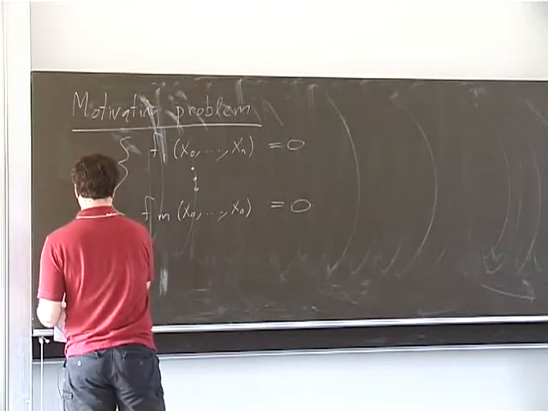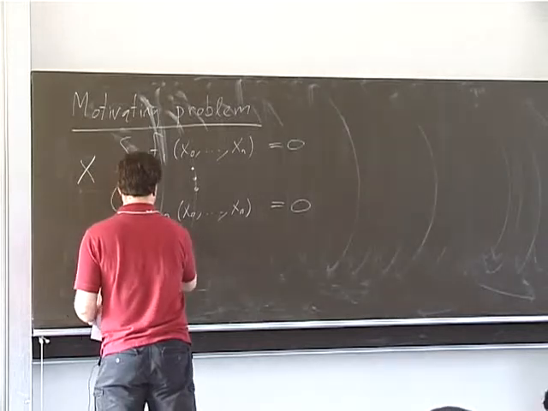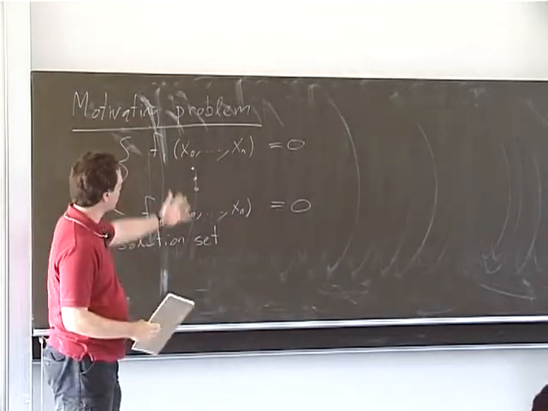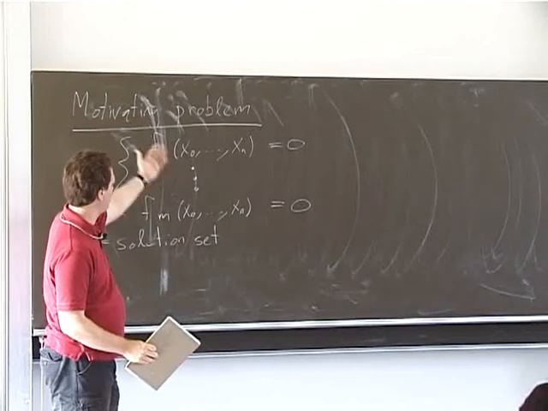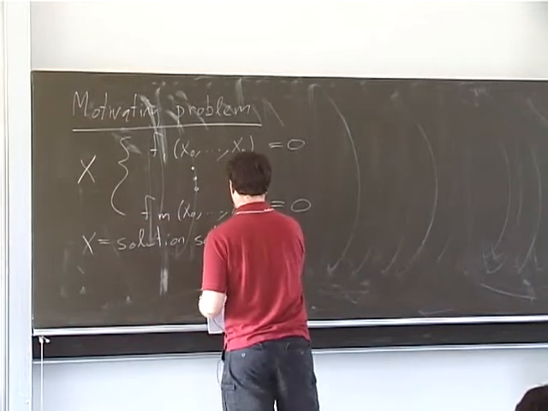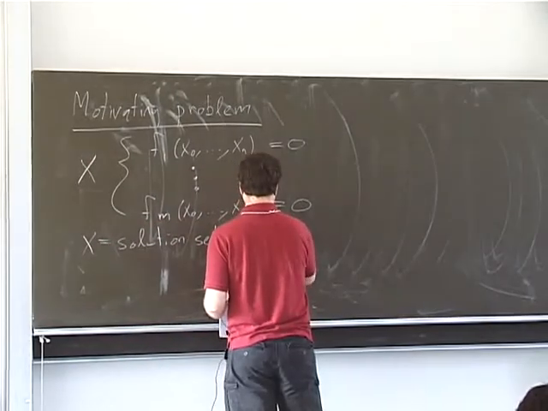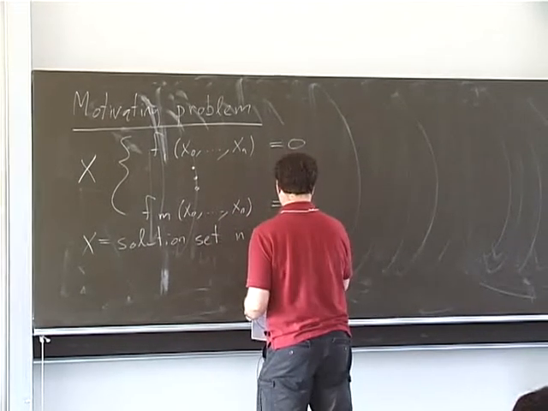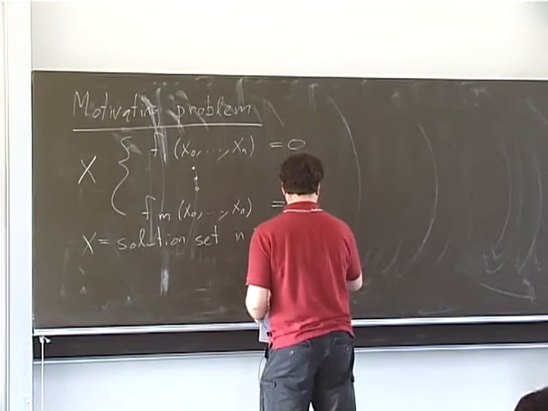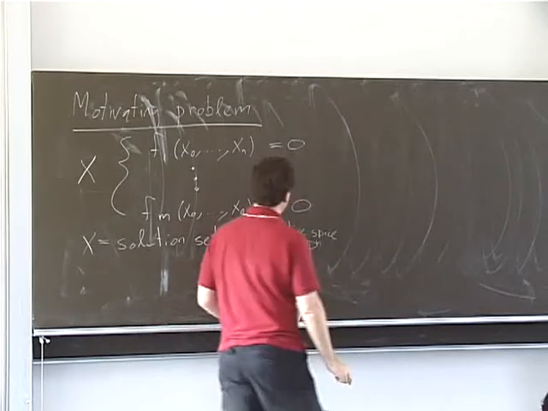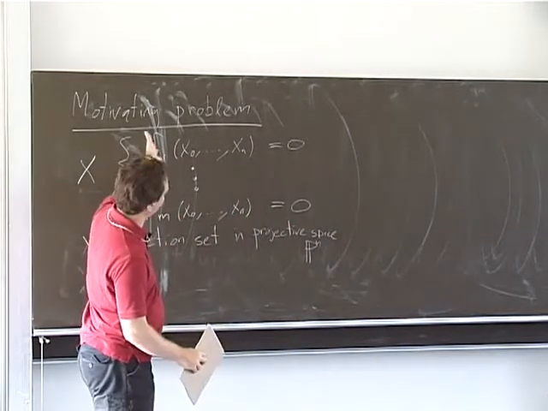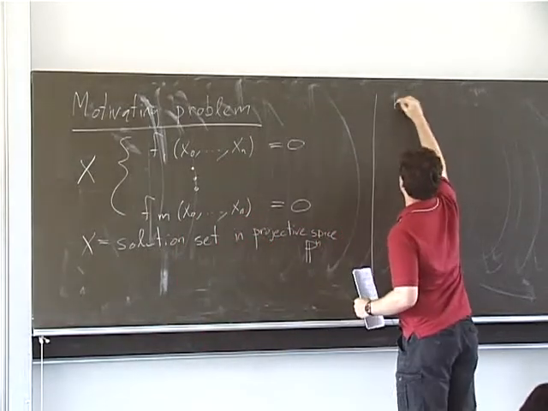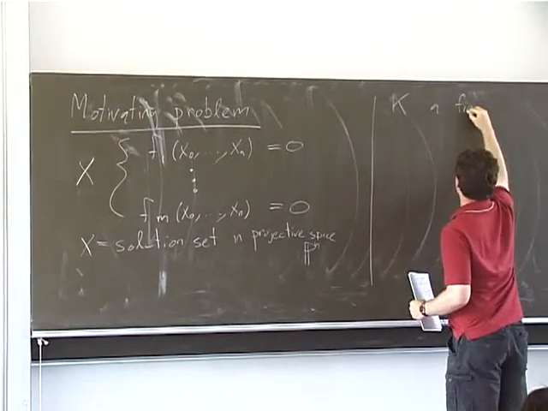So X equals the solution set. Again, we only consider the non-trivial solutions, and we consider them up to scaling. So that's in projective space P^n. And I also have to tell you where I'm working. So I'm working over a field. So K is a field.